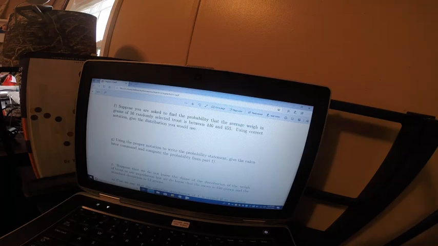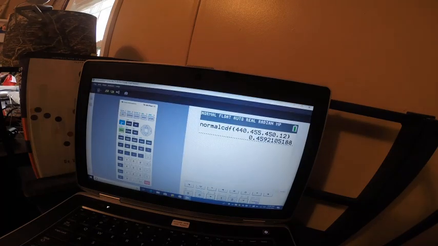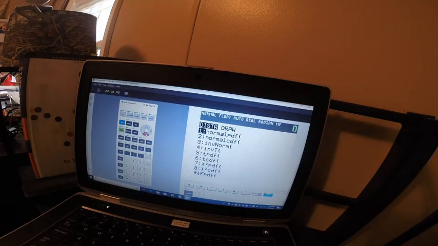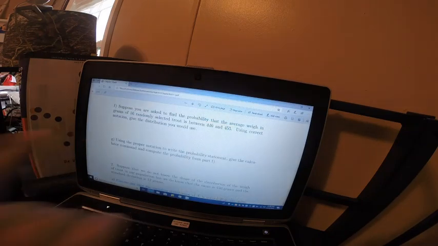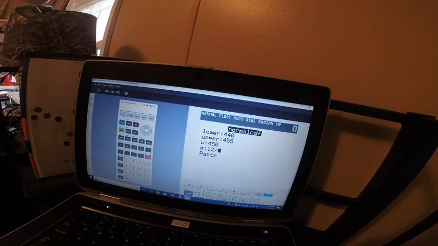I'm going to go ahead and grab the calculator up. We're right here, right? So I know it's between 440 and 455. If I go second distribution, normal CDF, it's between 440 and 455; that stays the same. The mean also always stays the same. The only thing that changes here is the standard deviation. The standard deviation has to change to 12 divided by, remember, the square root of n. Our n here is 16. So, square root of 16.